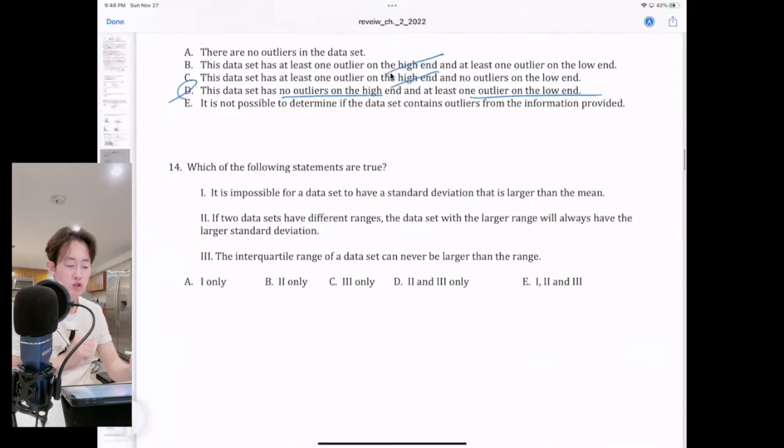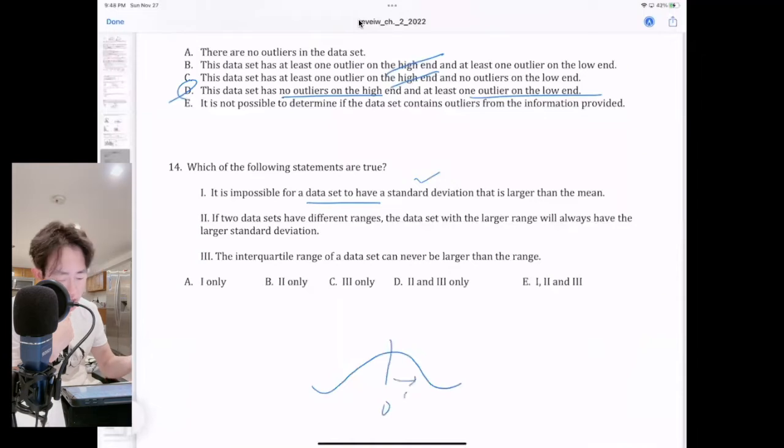Which of the following statements is true? It is impossible for a data set to have a standard deviation that is larger than the mean. That is absolutely true. The mean can be 0 and the standard deviation can be 1.